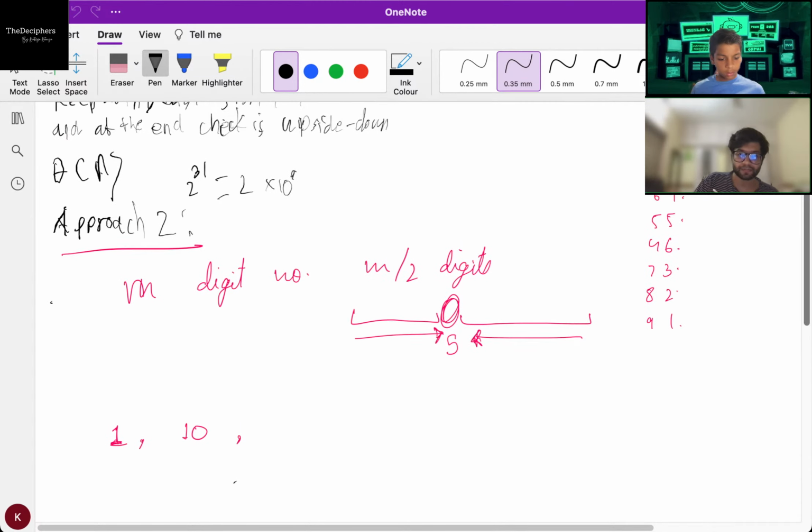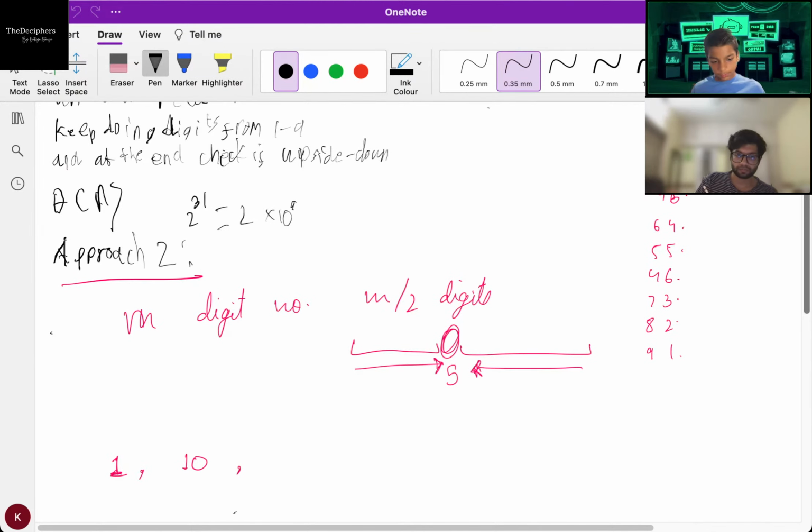What about the 3-digit ones? The middle digit has to be 5, so there's 159, 258, 357, 456, 555, 654, 753, 852, and 951. That's also 10.